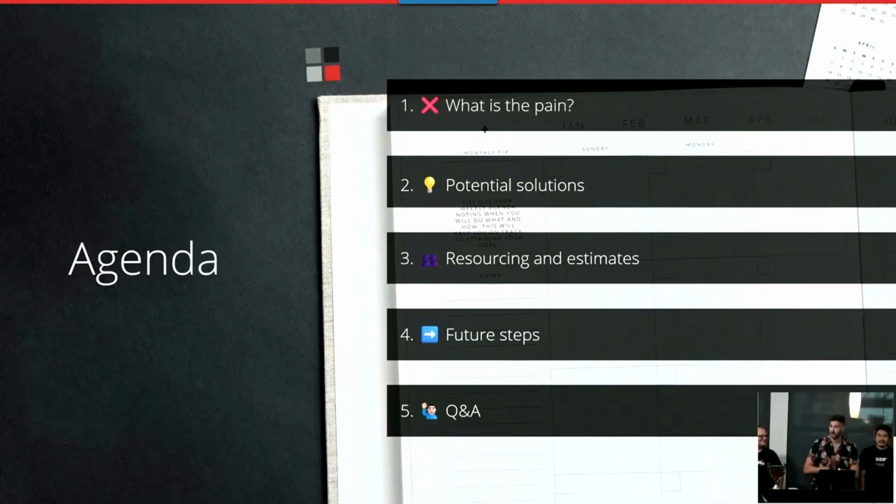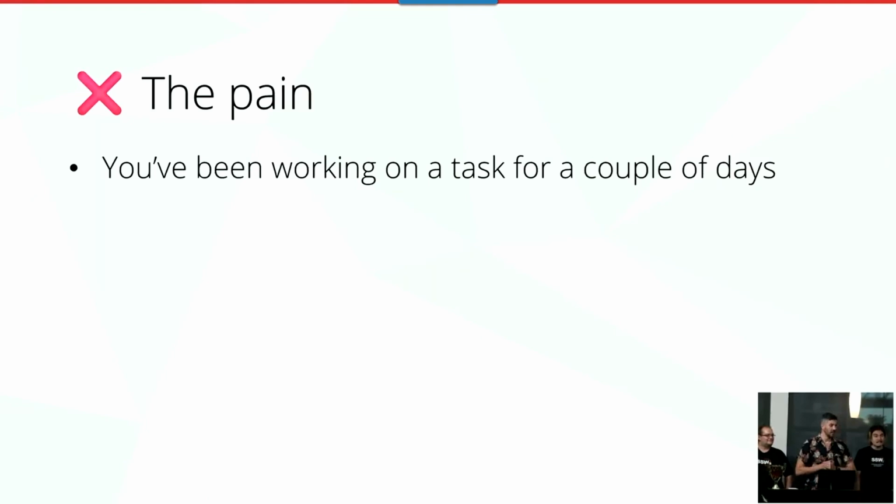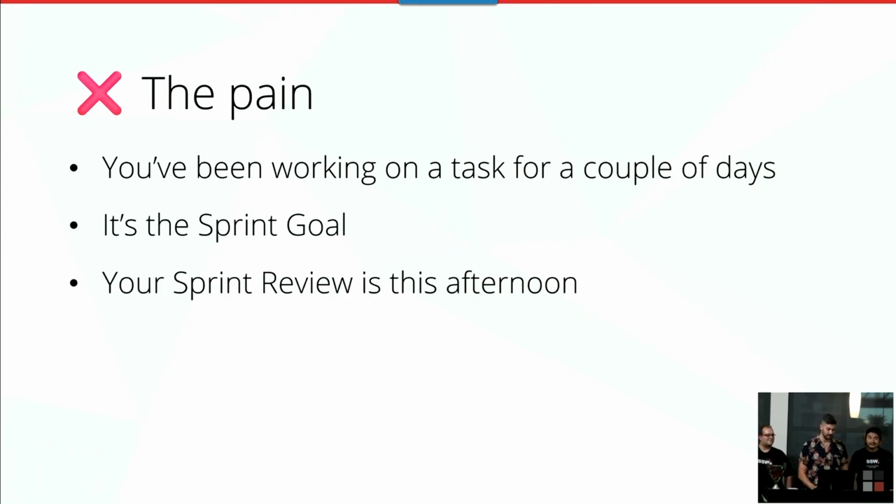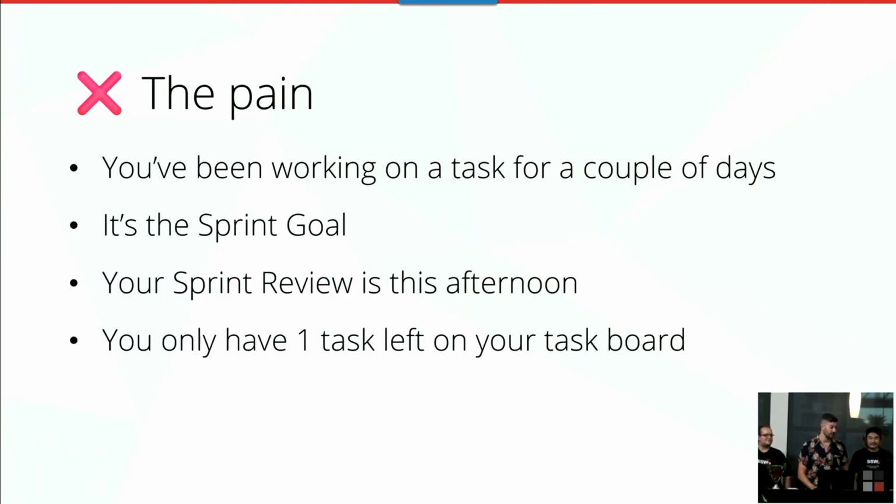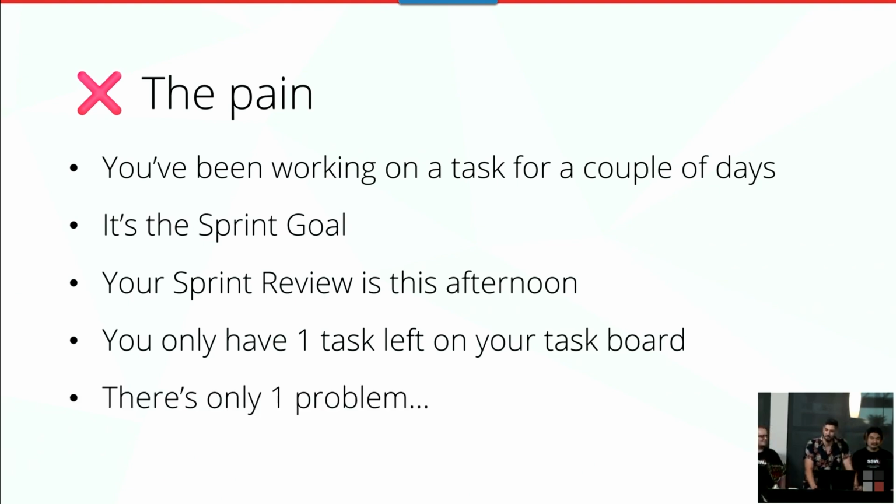Okay, hi everyone. We are Team YakShaver. By the way, sorry, I just renamed the team. I haven't told you guys yet. It was Quick Tasker, and then it was Task Yeeter. We've been through some iterations. So now we're YakShaver, and we are the cyberpunks. Callum was also joining us online. We have the same agenda as everyone else, so we'll just skip past that. You all know this pain. You've been working on a task for a couple of days. It's the sprint goal. Your sprint review is this afternoon, and you only have one task left on your board. There's one problem.